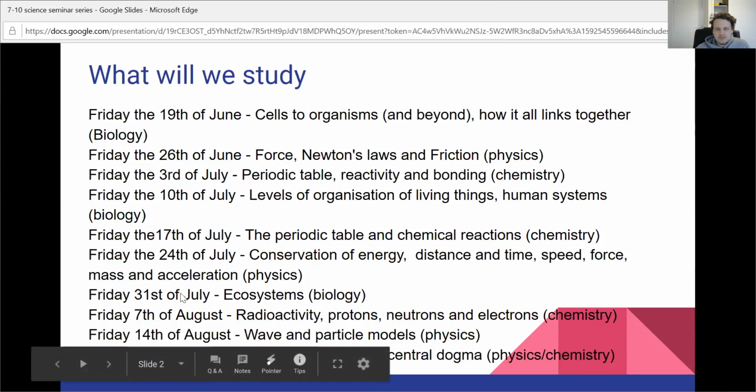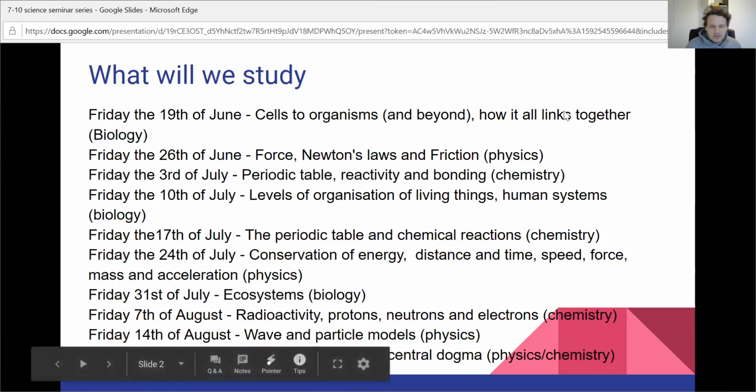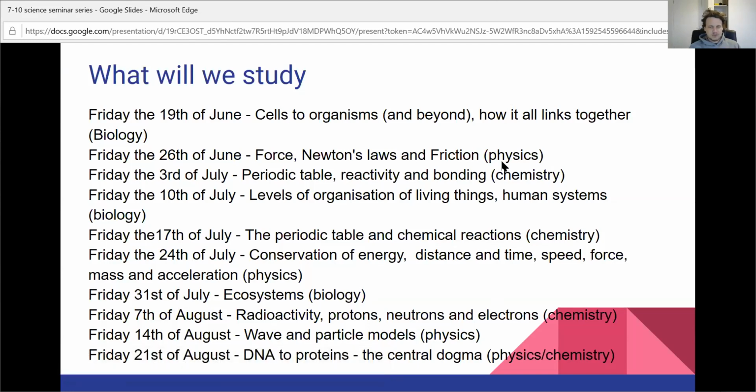31st of July will be ecosystems. 7th of August is radioactivity, protons, neutrons, and electrons. So wave and particle models for physics. And then week 10, DNA to proteins, the central dogma of biology.